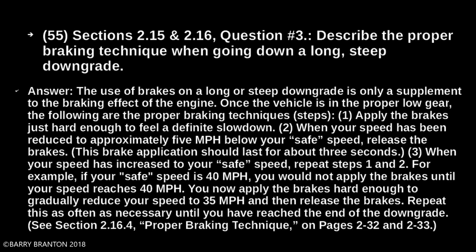When your speed has increased to your safe speed, repeat steps 1 and 2. For example, if your speed is 40 miles per hour, you would not apply the brakes until your speed reached 40 miles per hour. You now apply the brakes hard enough to gradually reduce your speed to 35 miles per hour, and then release the brakes. Repeat this as often as necessary until you have reached the end of the downgrade.